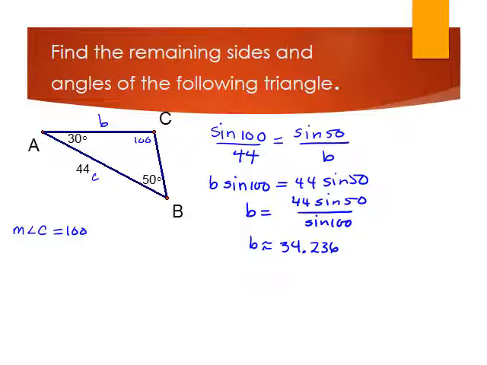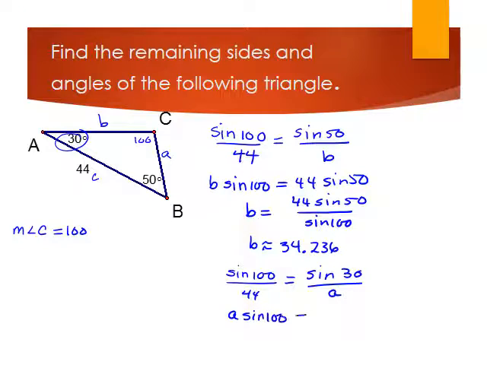There are 3 decimal places. Then to find side A, I'm going to do the same thing. Sine of 100 over 44 equals sine of 30 this time, because angle A is 30, over side A. And again, we're going to cross multiply, so we get A times the sine of 100 equals 44 times the sine of 30.